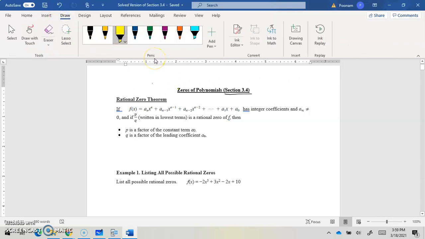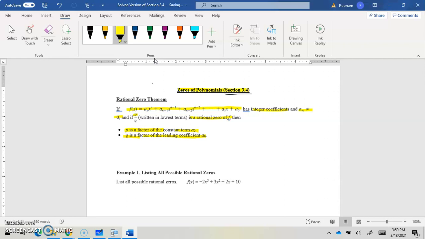Let's start with section 3.4. We are going to start with the rational zero theorem. It states: if f of x is a polynomial function which has integer coefficients and a_n is non-zero, a_n is the leading coefficient. If p by q is a rational zero of the function, then p, the numerator, is a factor of the constant term a naught and q is a factor of the leading coefficient a_n.